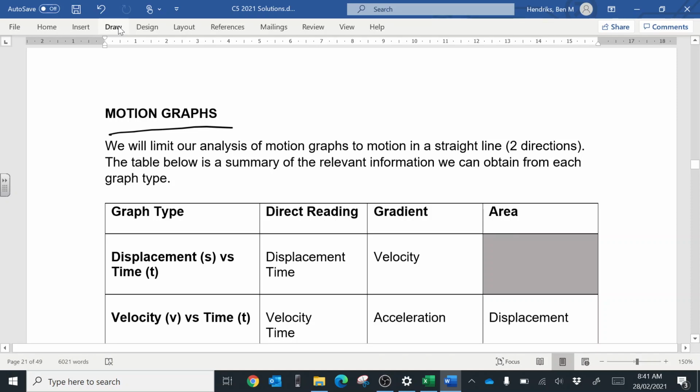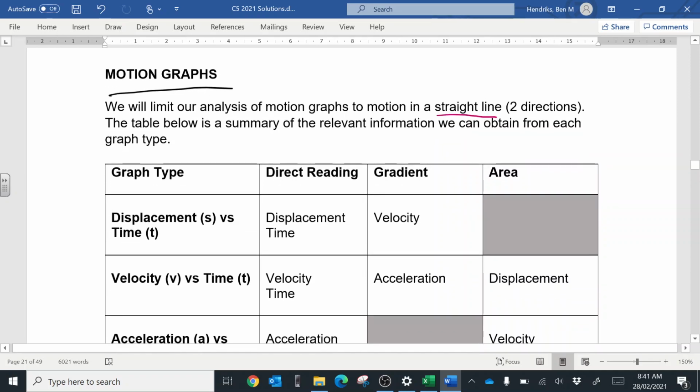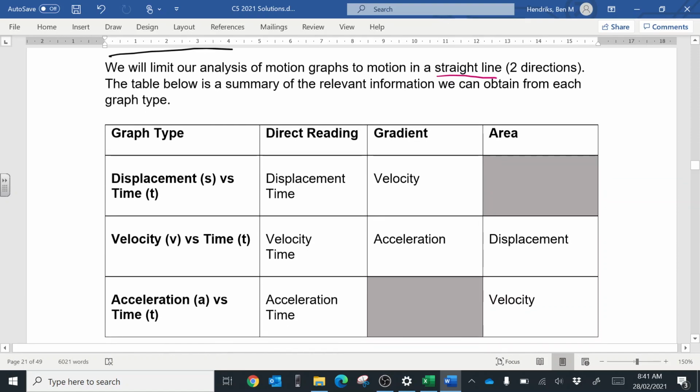So motion graphs. And in this course, we limit our analysis of motion graphs to motion in a straight line, so just the two directions. And the table below is a summary of the relevant information we can obtain from each graph type. So it's important when you're working with graphs that you understand which graph you're actually looking at.